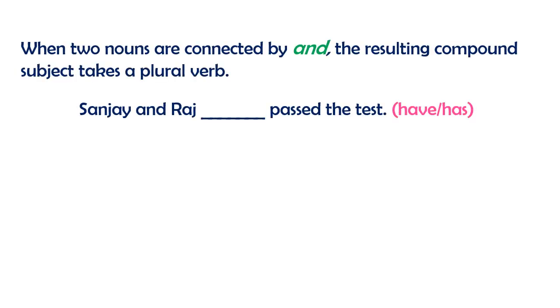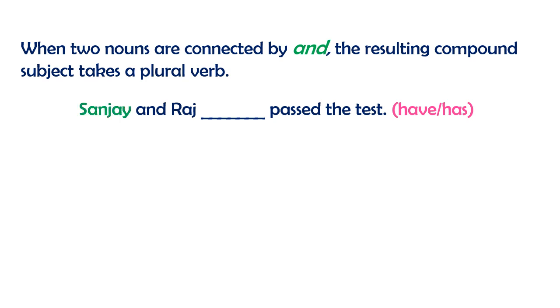So now you may have a clear idea about what subject-verb agreement is. Now let's learn about few exceptions or few special cases. Look at this sentence. Sanjay and Raj dash passed the test. When answering these type of questions, we'll have a confusion.